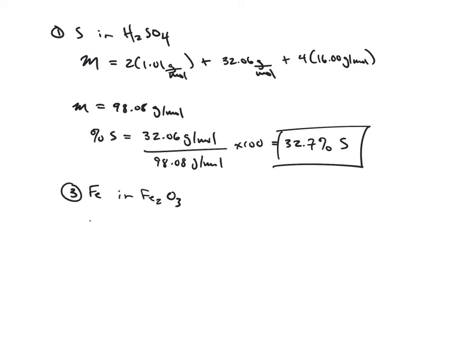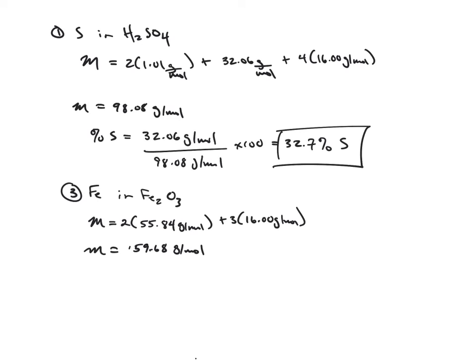Okay. Well, the molar mass of this whole thing, we got 2 irons. Each iron is 55.84 grams per mole, okay, plus 3 times oxygen is 16.00 grams per mole. Okay, the molar mass of this whole thing, 2 times 55.84 plus 3 times 16. Okay, the whole thing, it's kind of heavy here, 159.68 grams per mole.